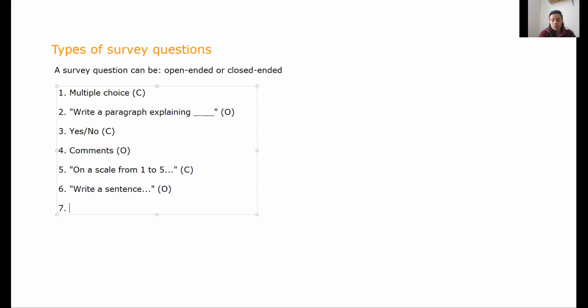And then the last option over here is check a box in order to answer a question. Is this open-ended or closed-ended? Closed-ended, because the boxes are predetermined by the author, and the person answering the survey is only free to answer the questions in the way that the author has created.